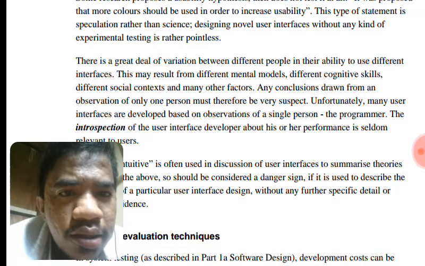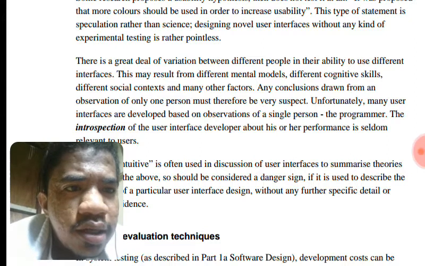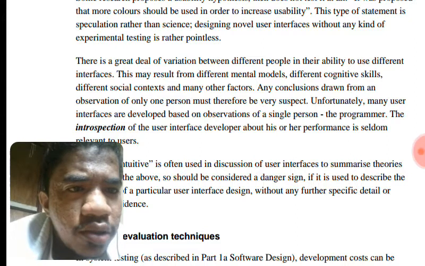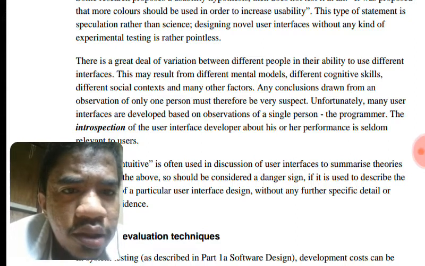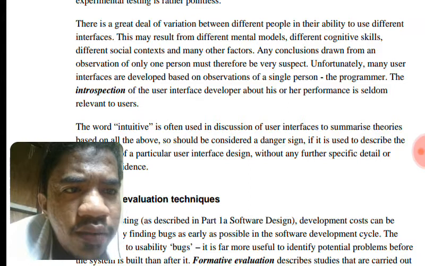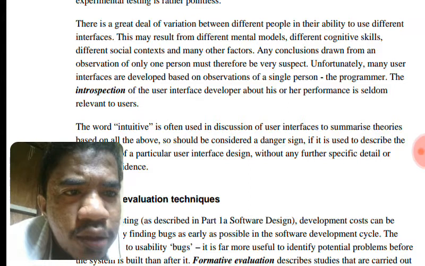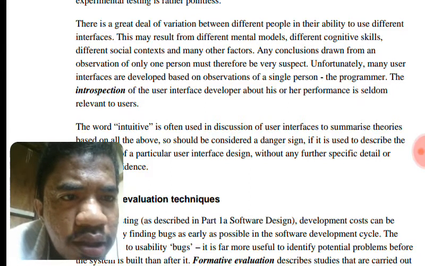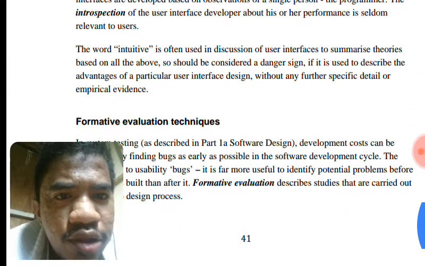There is a great deal of variation between different people in their ability to use different interfaces. This may result from different mental models, different cognitive skills, different social contexts, and many other factors. Any conclusion drawn from an observation of only one person must therefore be very suspect. Unfortunately, many user interfaces are developed based on the observation of a single person: the programmer. The introspection of the user interface developer about his or her own performance is seldom relevant to the user.